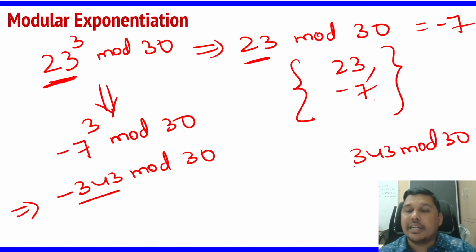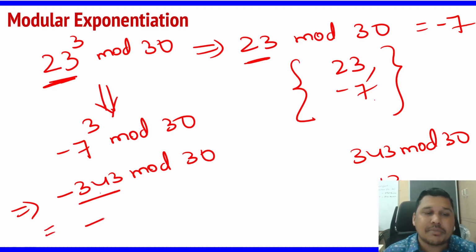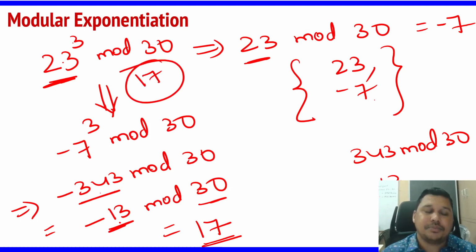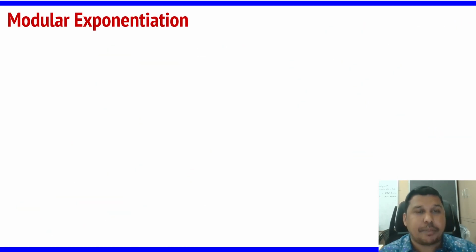30 into 11 is 330, so we get the remainder 13. So this becomes minus 13 mod 30. Now, this is a smaller number and this is 30, so just add them. Minus 13 plus 30 becomes 17. So for 23 power 3 mod 30, the answer is 17. Okay, let's see one more example. This is very important. You need to understand it much better.